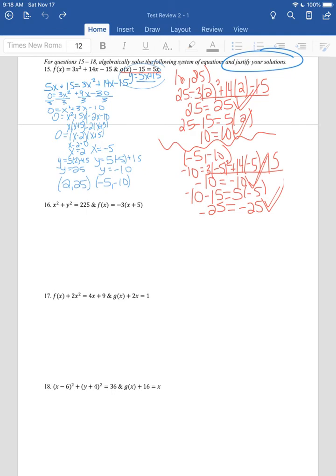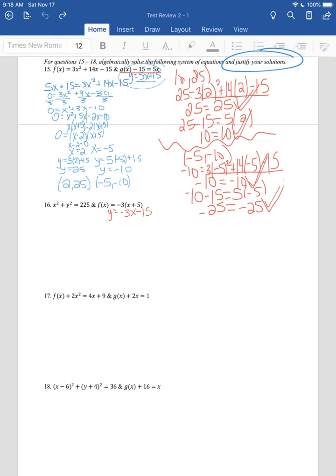Okay, number 16. For number 16, this is a circle and a linear. This circle has a center at (0, 0) and a radius of 15. And my linear equation is really y equals negative 3x minus 15. So I'm going to plug that in for y into the circle.